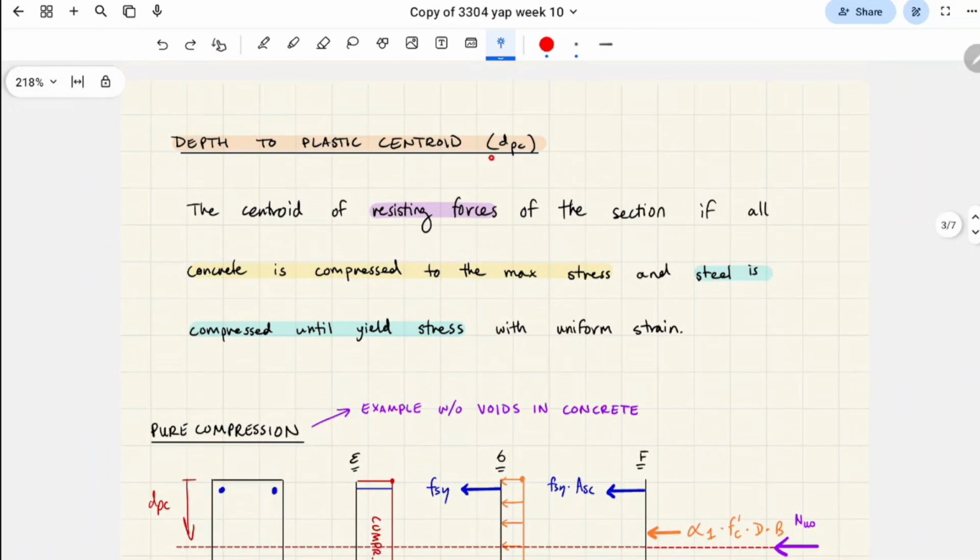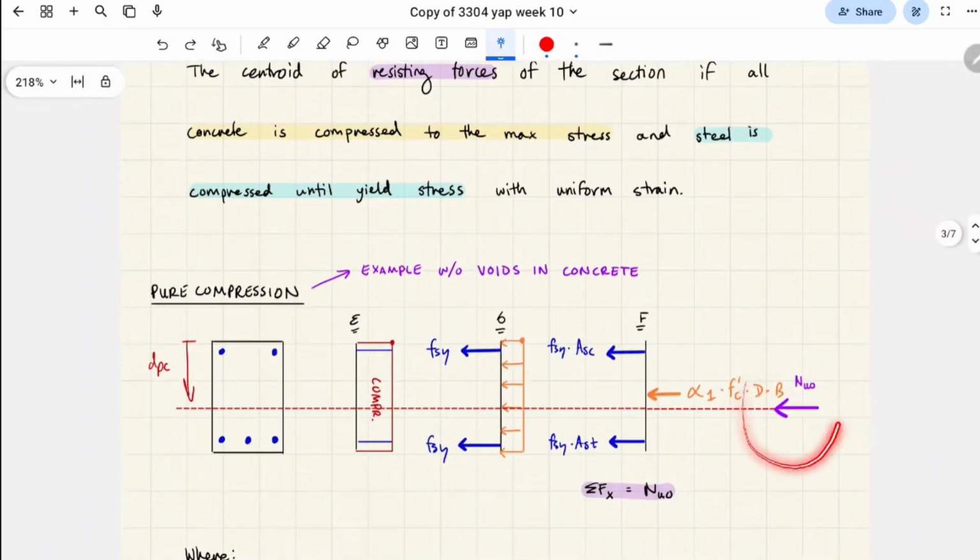So the definition of PC, or depth to the plastic centroid, comes from the pure compression case. It's basically the centroid of the resisting axial forces of the section if the concrete is compressed to its maximum allowable stress, and the steel is compressed to the yield stress with a uniform strain. In other words, it's where the equivalent point load would be.